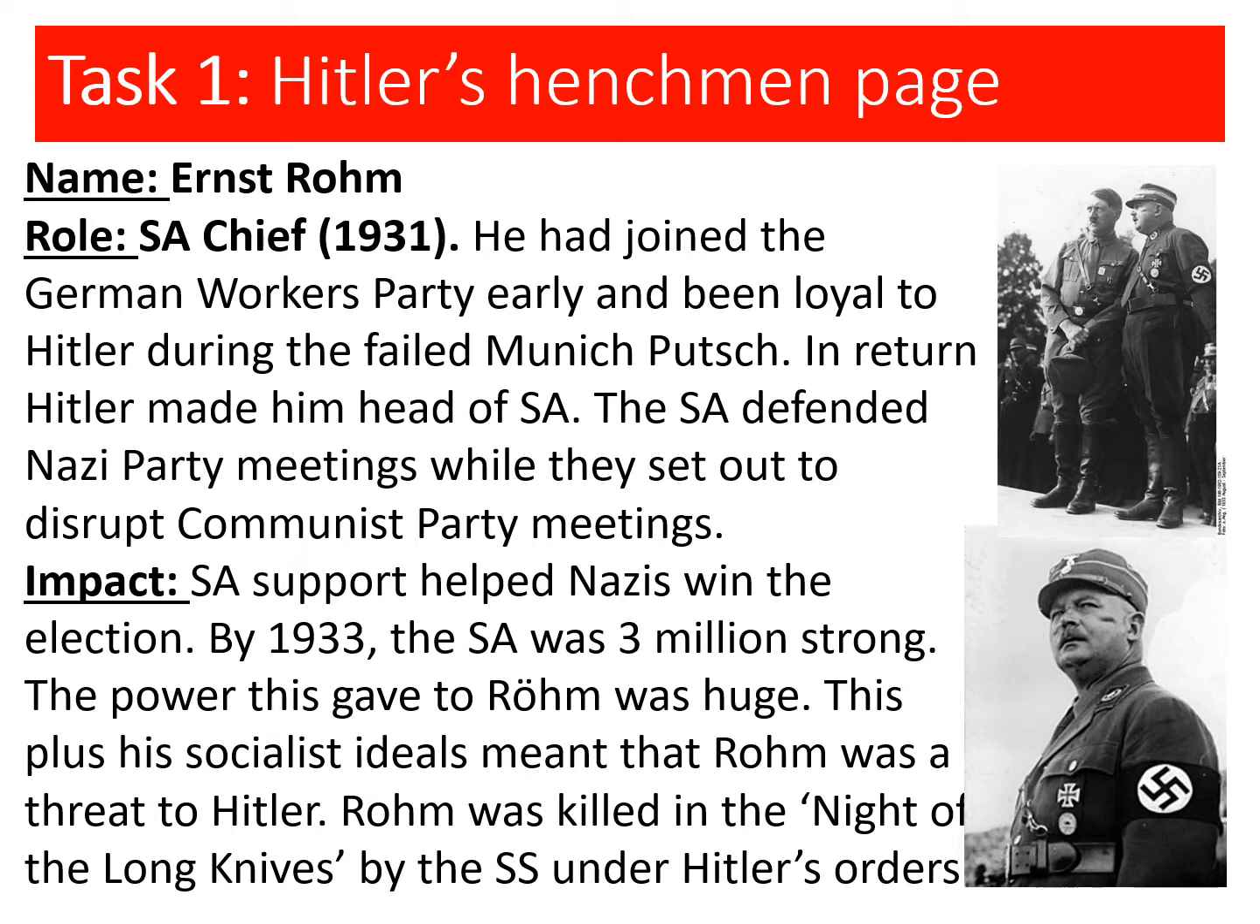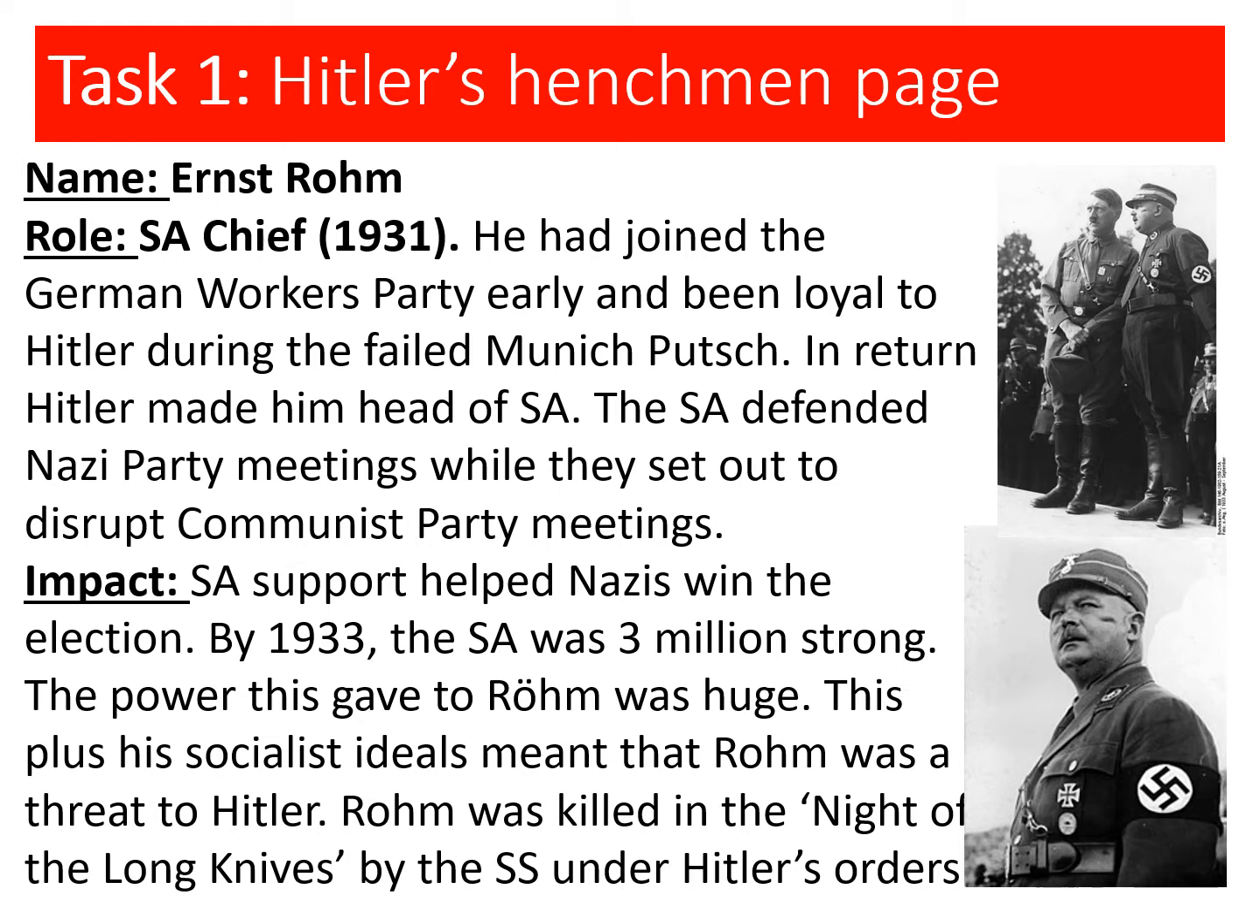He'd worked with Hitler during the failed Munich Putsch. He had a big role to play in that. Hitler put him in charge of the army for that, the SA. So in return, Hitler officially makes him head of the SA. What was his role? The SA's job was to defend Nazi Party meetings and disrupt Communist Party meetings to stop anybody from getting to the Nazis, essentially.